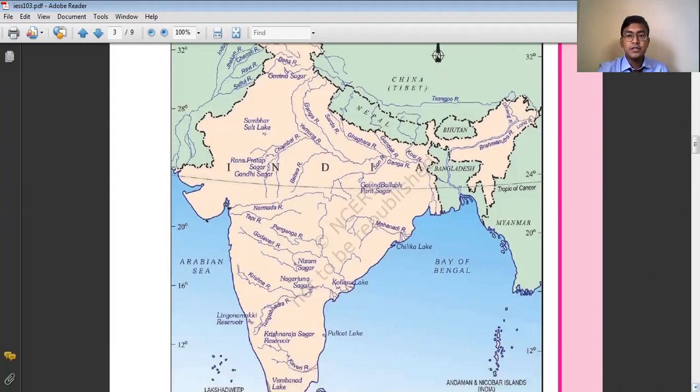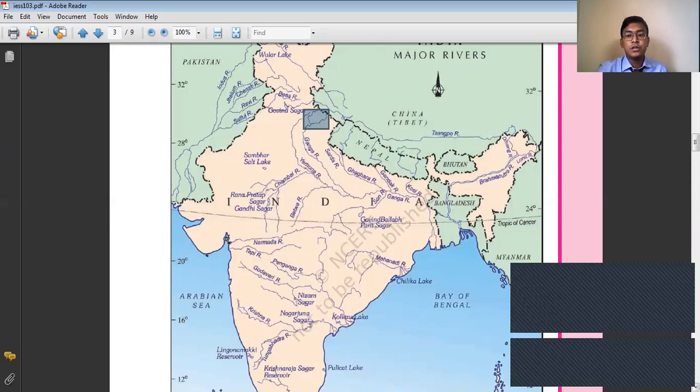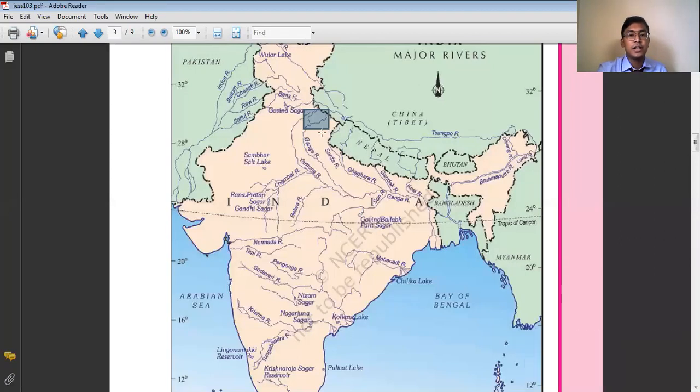Here in this map, you can see that the river Ganga has originated in this portion, where two rivers have joined together. One is the Bhagirathi, which gets its water from the Gangotri glacier, and another one is the Alaknanda. These two rivers joined together and led to the formation of the Ganga. Then the Ganga flows towards the southeast, towards the east, enters Bihar, and finally through West Bengal, it enters the Bay of Bengal.